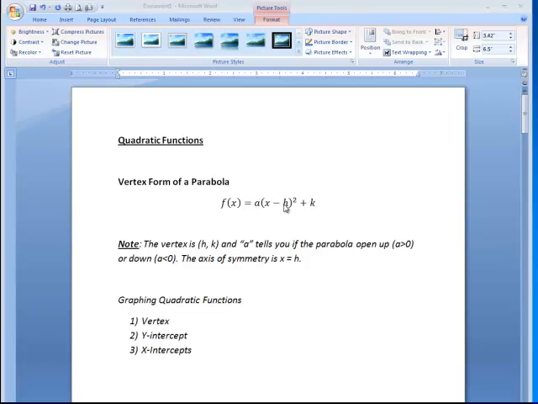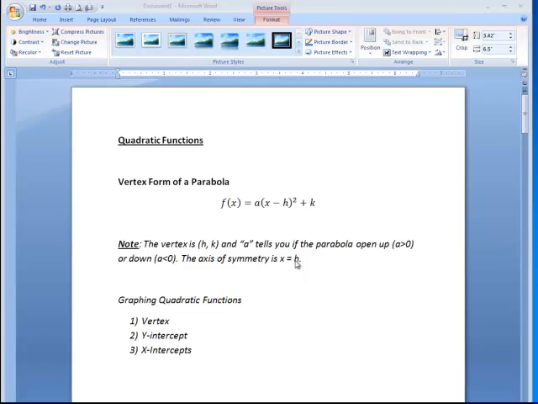The vertex, in other words, the highest point or the lowest point on a parabola, is the point h comma k. And this little number out front, a, tells us the parabola opens up if a is positive or down if a is negative. And we know a parabola forms a U shape and it's symmetrical. And there's something called the axis of symmetry, which is a vertical line which passes through the vertex. And the formula for that axis of symmetry is x is equal to h.